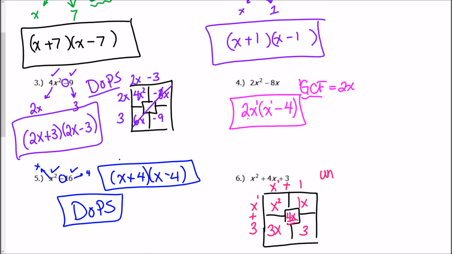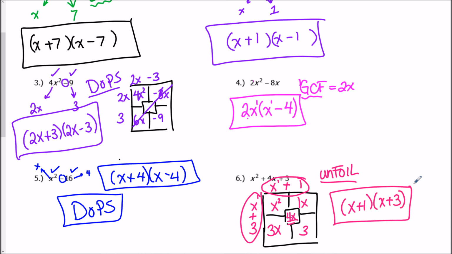So first of all, we're going to write down that this is definitely an unfoil question, and if you look right here, this is x plus 1, and if you look right here, this is x plus 3, and that's our final answer. And that's how you do this lesson.